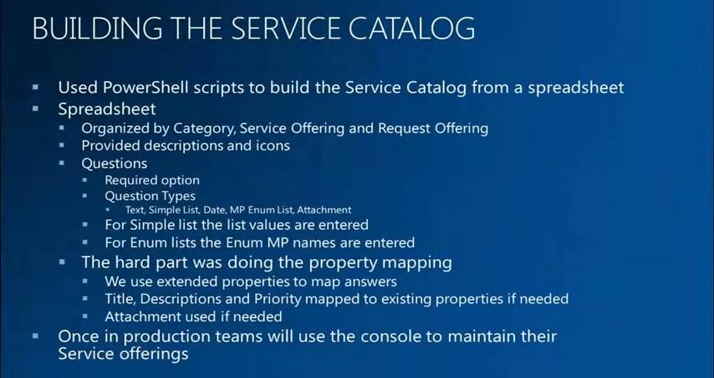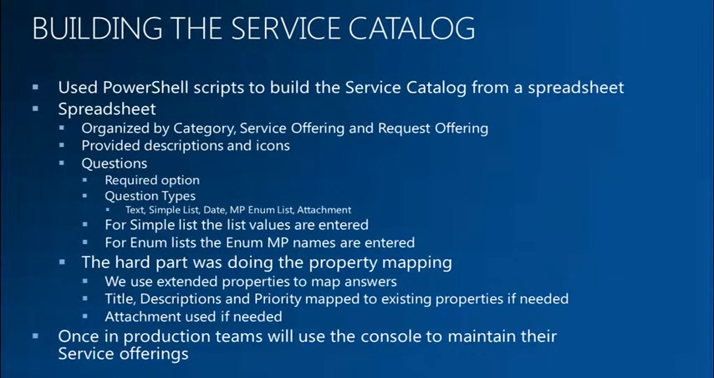So the way the spreadsheet worked, there's a number of options, and we'll go through and spend some time on this. You've got the category as the top level, and we set up a category for each of the major teams, so we have 9 of them. Under that, you have the service offering icon, and then the request offering. The spreadsheet has those in columns and just automatically builds them. And then you have the questions, and you can have text questions, list questions, date field questions, integer questions, so you can fill those in and select the type that you want.